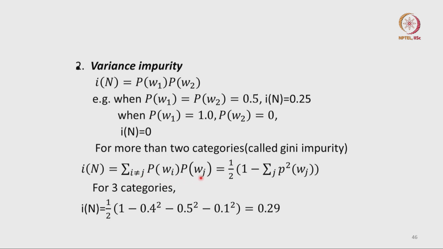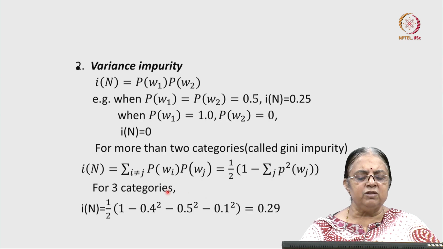So, if you have 3 categories, p omega 1 p omega 2 plus p omega 2 p omega 3 plus p omega 3 p omega 1. It takes all combinations of these 3, but you can also write it as half into 1 minus sigma p squared omega j. So, for the 3 categories we spoke of earlier, you will get half into 1 minus 0.4 squared minus 0.5 squared minus 0.1 squared, which is 0.29.